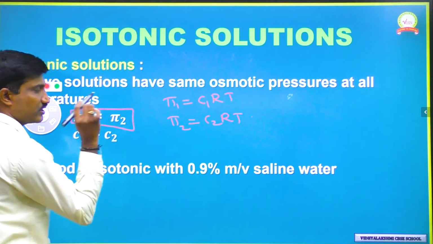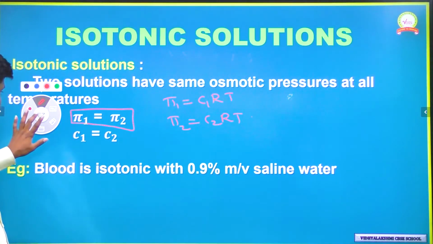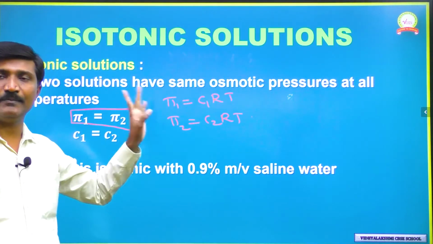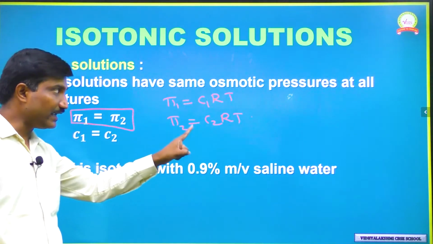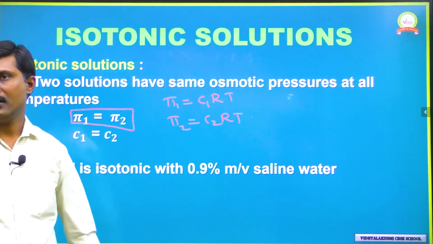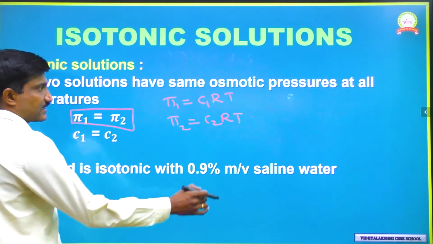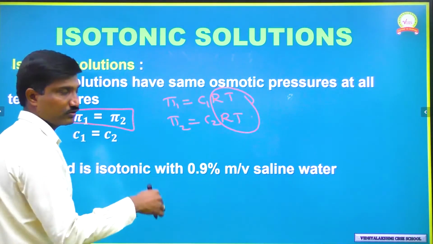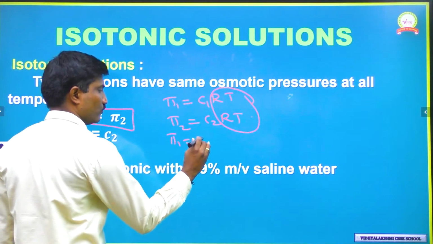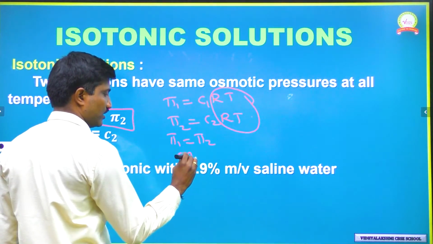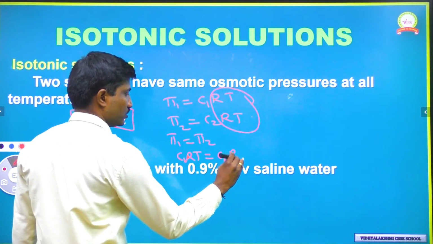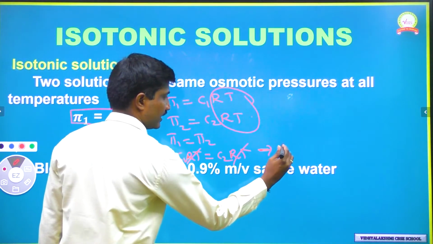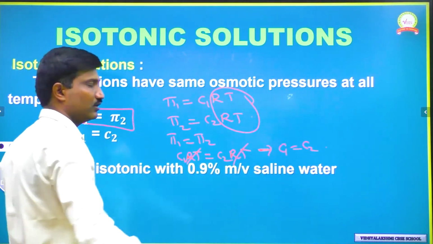This is for the first solution, this is for the second solution, and he is saying those two solutions should have the same osmotic pressure at all temperatures, meaning at the same temperature they should show the same osmotic pressure. Since the temperature and the R value are the same, we can omit those. Then if pi 1 is equal to pi 2, then C1 RT equals C2 RT. Since temperature and R value are the same, those two cancel, so that we get C1 equal to C2.